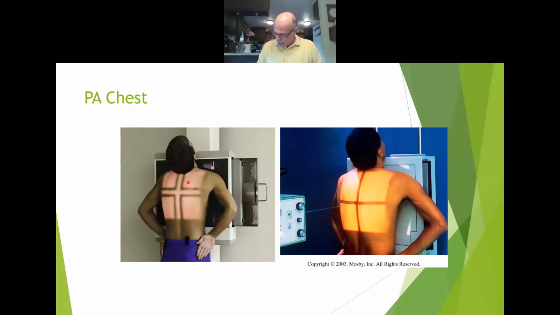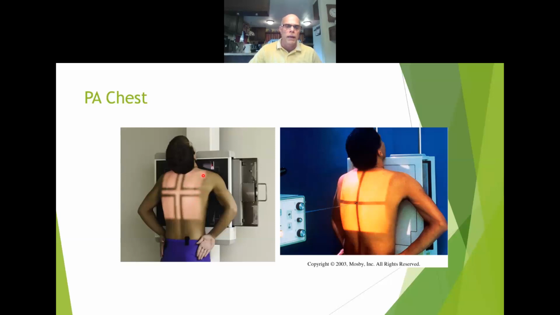All right, so I'm over on page 109. Central ray is perpendicular to the IR. The central ray should enter at the level of T7. T7 is going to be at the what? Inferior angle of the scapula. You got a little triangular bone here. It's right there. You're going to feel it.